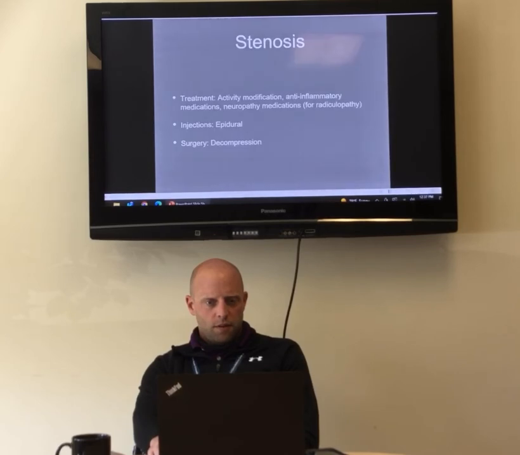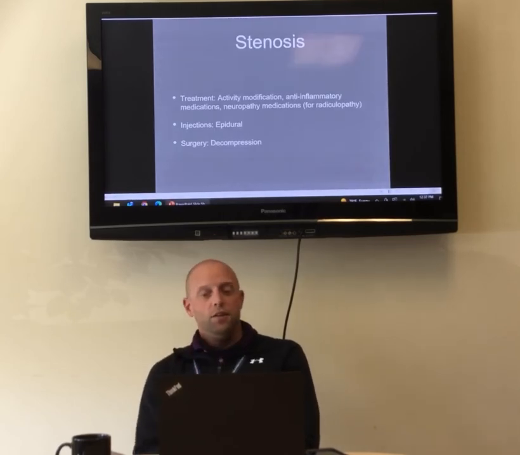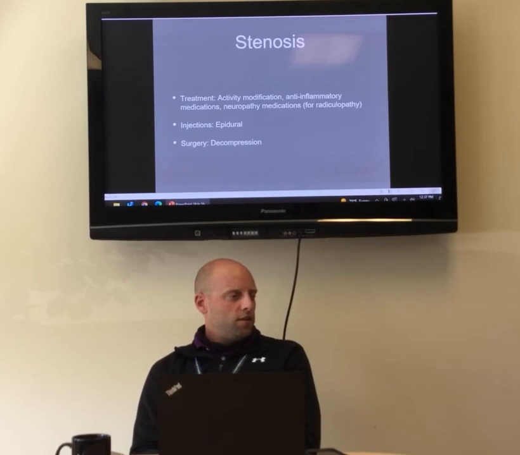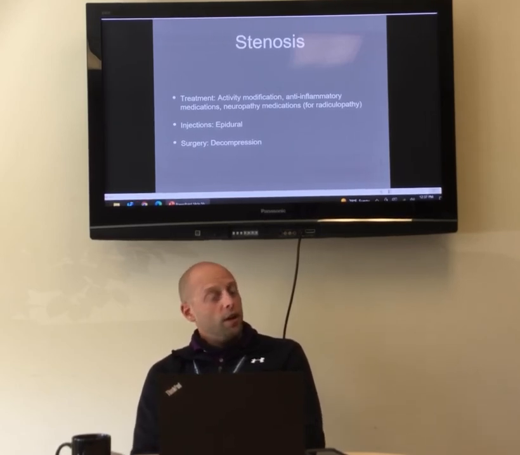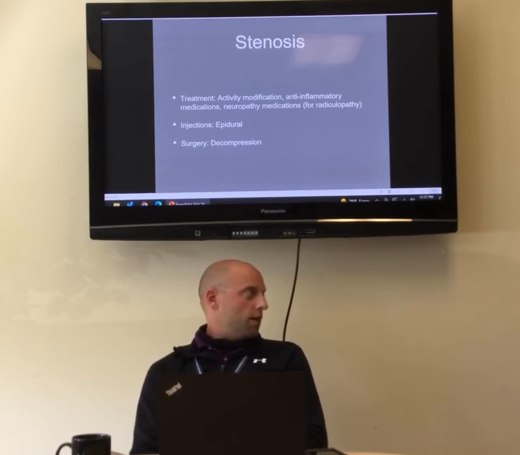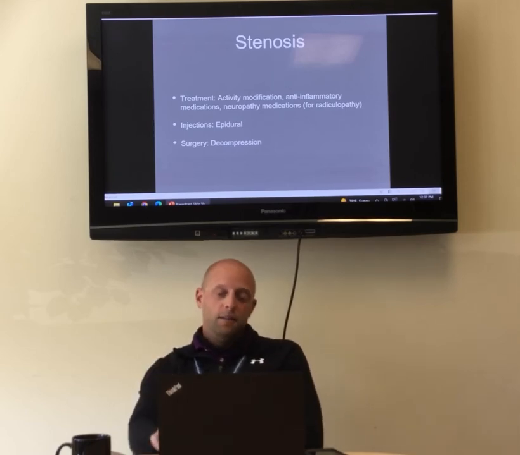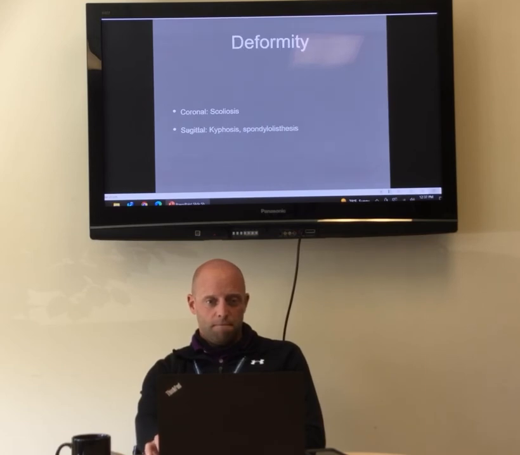Let's see what else we got here. So treatment for stenosis: activity modification, anti-inflammatories. The problem is stenosis is not going to get better no matter what you do, no matter what activity modifications you do. It's a structural narrowing. So the only thing you can possibly do is go in and decompress it surgically. You could try epidural injection, you could try all these things. But when someone has significant stenosis, I pretty much have to talk with them that no matter what we try, the stenosis is going to be there. So the only thing we can do is go in and decompress those neural elements.